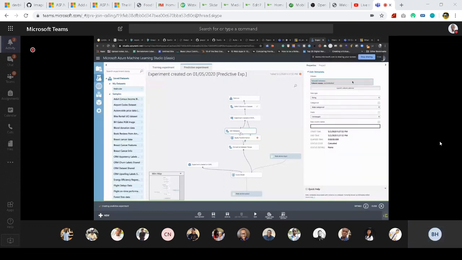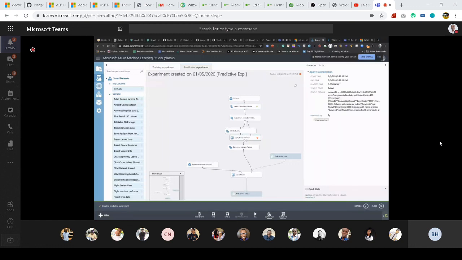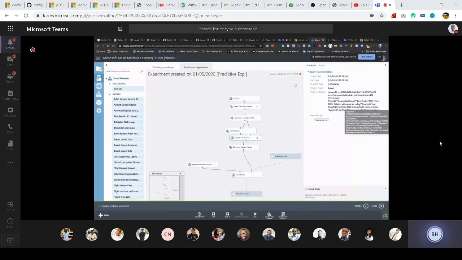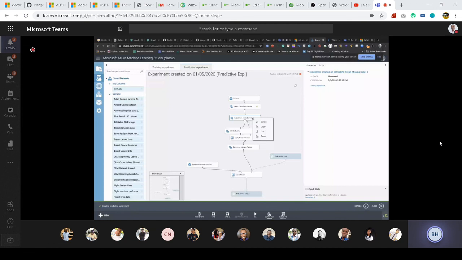Okay, so it's returning this error because I removed the survived column. So I'll try to check the reason why: it says the column name survived was not found. So this experiment rated is more like my trained model.